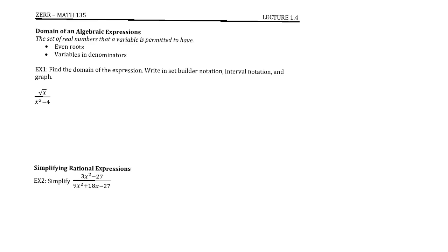We're going to look at rational expressions, so we need to be able to find the domain. In this first one, there's a couple things going on because we have the square root of x. Well, you can only take square roots, or even roots, of positive numbers.